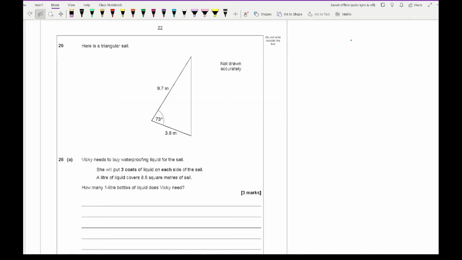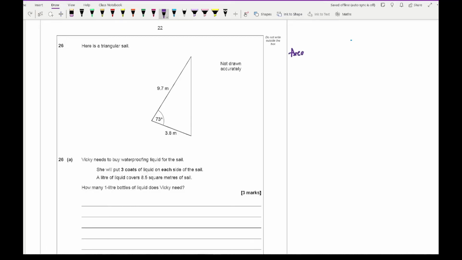Now looking at question 26, it says here is a triangular sail, and part A says Vicky needs to buy waterproofing liquid for the sail. She puts 3 coats of liquid on each side of the sail. A litre of liquid covers 8.5 square metres of the sail, and how many 1 litre bottles of liquid does Vicky need? It's worth 3 marks. Now I'd say this question is a bit stingy for 3 marks, but let's have a look.